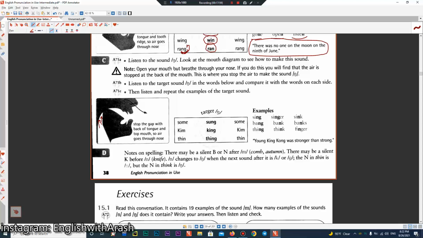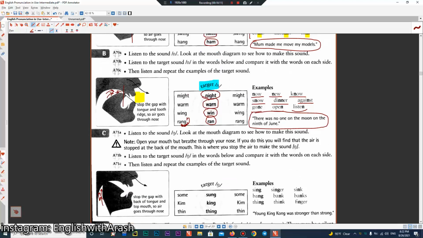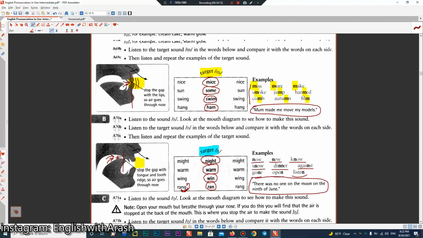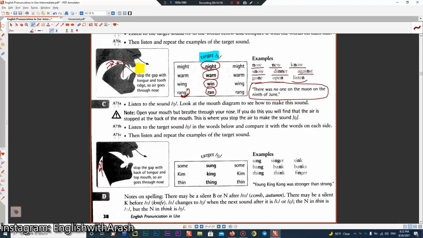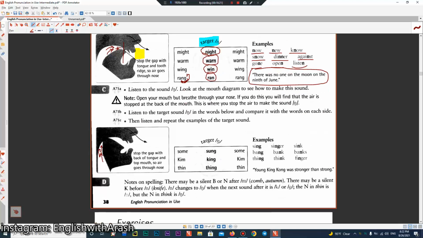So you see, we say, the air is stopped right at the back, far back in the mouth. The air is stopped. It's not like ne, where you stop the air here, or like me, when you stop the air here. It's really far back. And when you say talking, it's really back there.